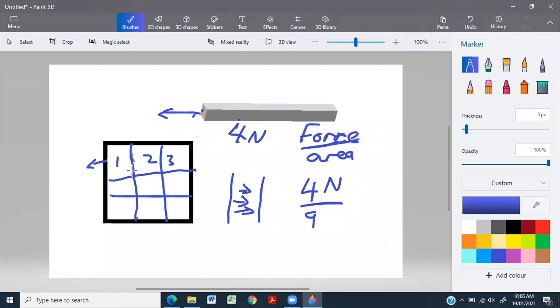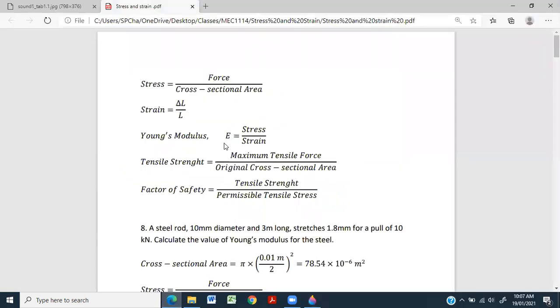And of course, these forces here are transferred from section to section within the bar, and it propagates throughout the bar. Right? So that, in essence, is what stress is. Force divided by area. And that's what it tells us, how the force is distributed throughout the bar. All right, now strain.